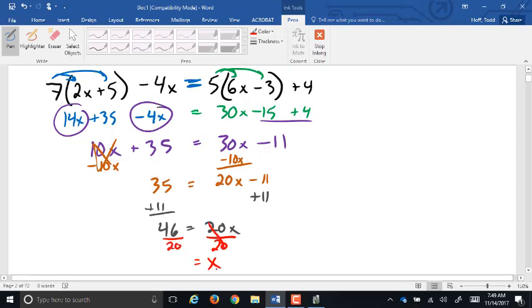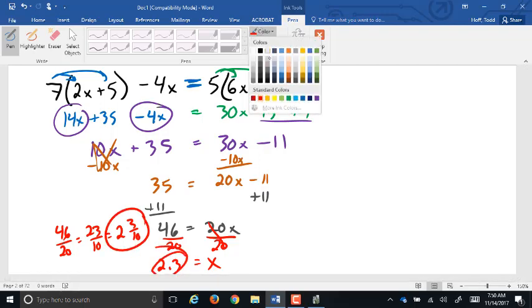46 divided by 20 can either be divided out to give you 2.3, or you can leave it as 46 over 20, which is 23 over 10, which is 2 3/10. Either way would be just fine.